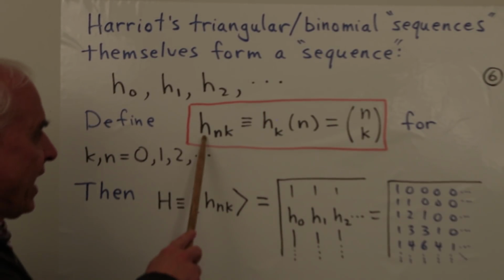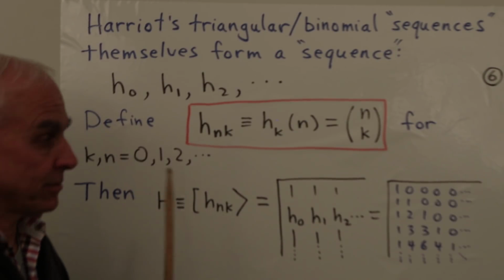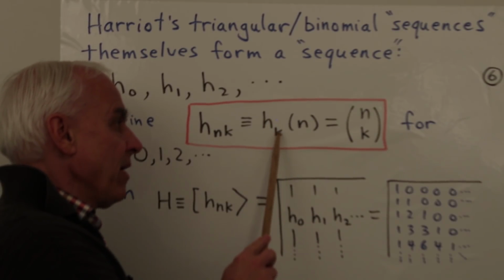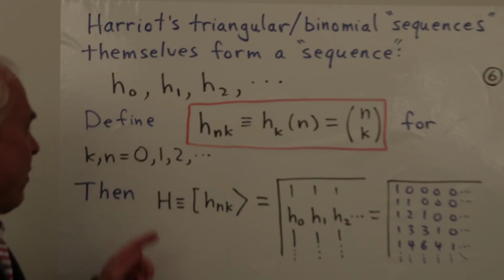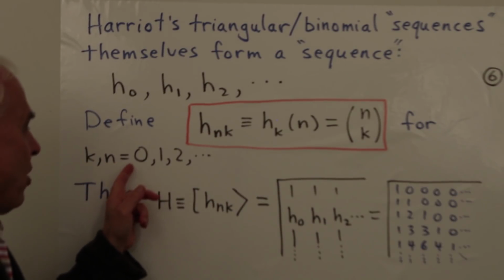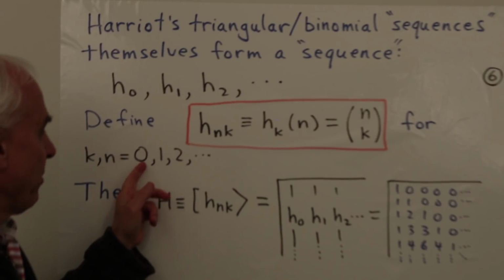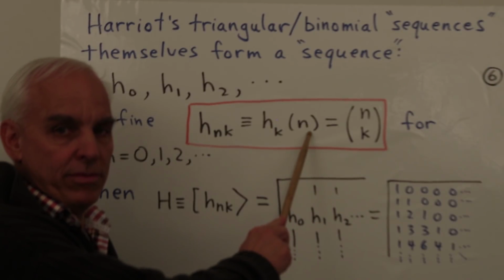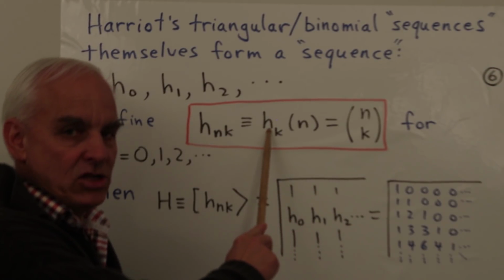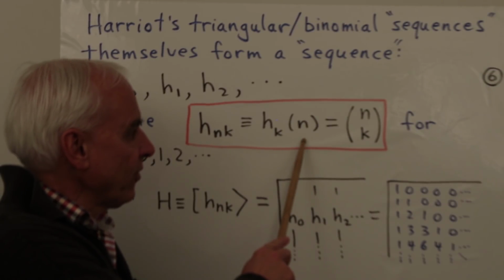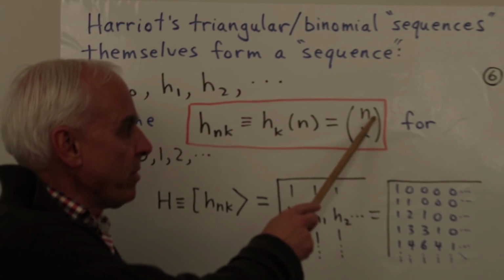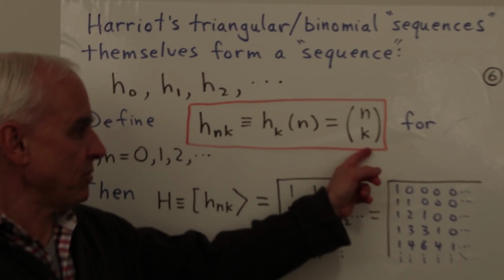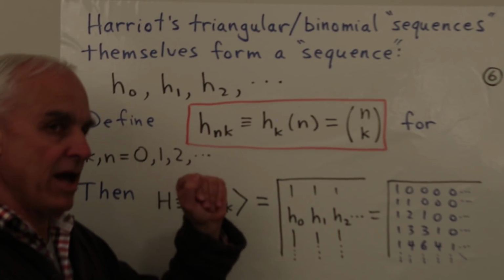Let's introduce h sub nk, just h with two indices underneath it. This is by definition h sub k of n. Both these indices, k and n, are natural numbers, 0, 1, 2, and so on. So this is the nth term of the sequence h sub k. And we know what this is because we know what h sub k is. It's just the binomial coefficient n choose k.